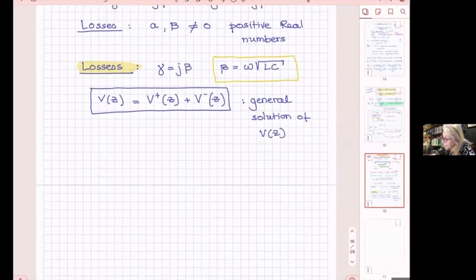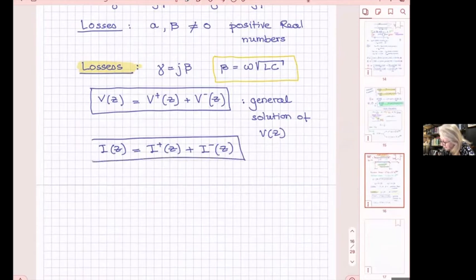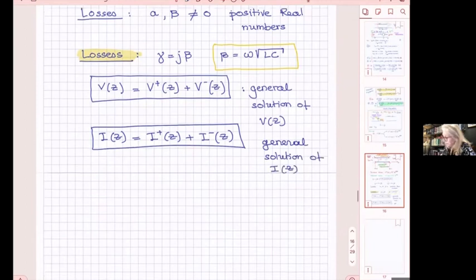So here, and then I of Z, I'm going to write everything here, is going to be I plus of Z plus I minus of Z. And that's the general solution of I of Z. So now what do we have?